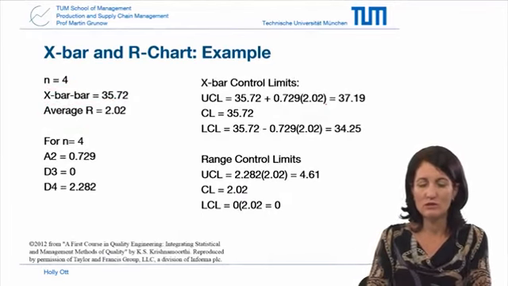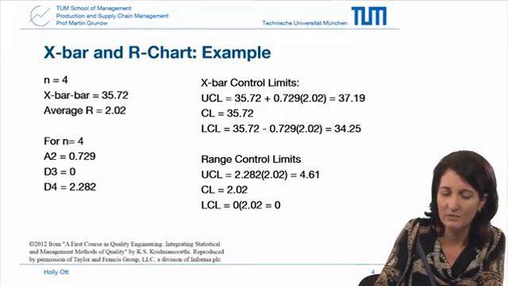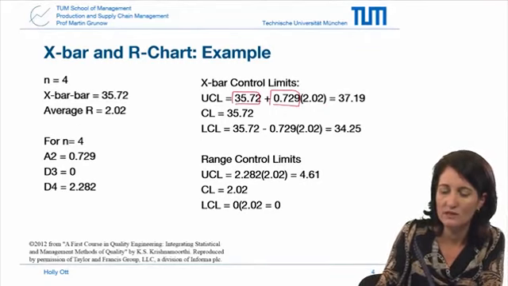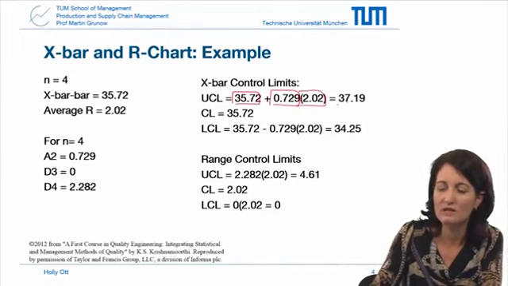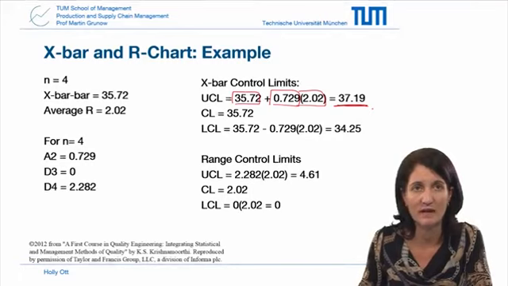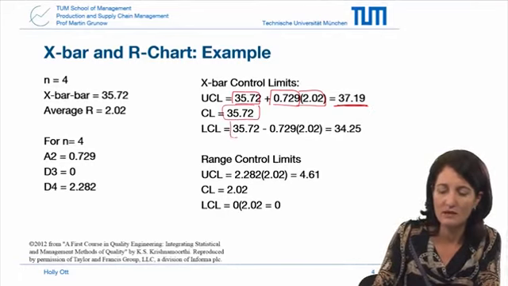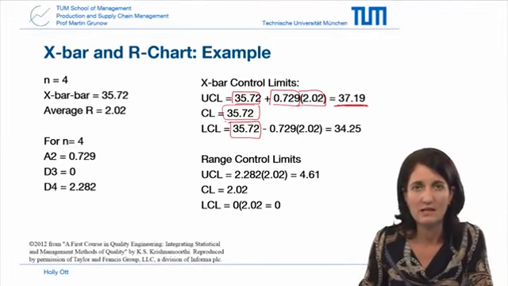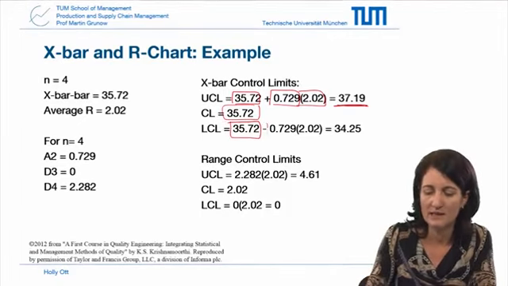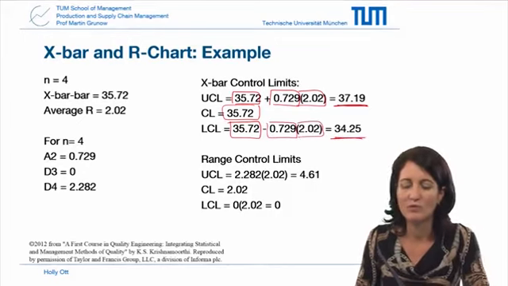So to do the control limits, we have the UCL as X bar plus A2 times the range bar, which gives us 37.19 as our upper control limit for the X bar. The center line is just X bar, and the lower control limit is X bar minus A2 times the range bar, 34.25.